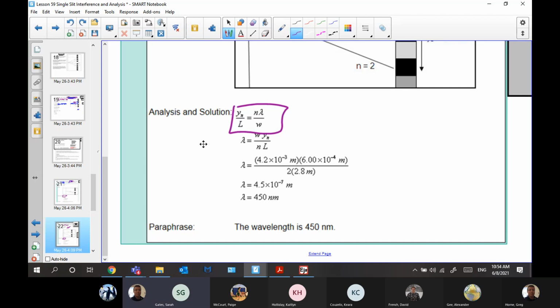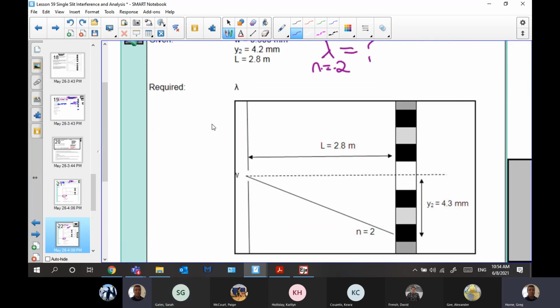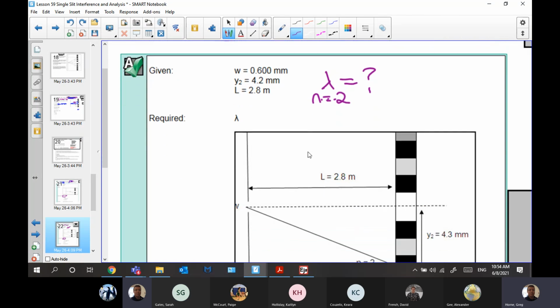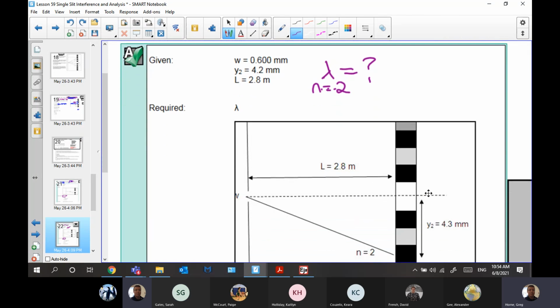Sorry, I missed what a couple of the given pieces were. The given pieces up here were, they gave us the W, they gave us the distance over, I'll move this slightly more like that. So you can see the distance from the central line, the perpendicular bisector, if you will, out to the second dark was 4.3. So that's your Y value and so on. Distance to the screen is 2.8.